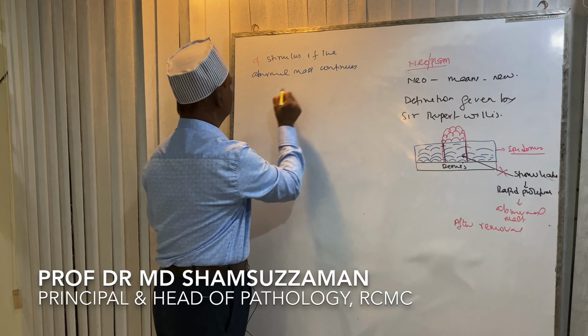Again, in this part of the epidermis, if it is stimulated by a stimulus, following stimulation, if there is rapid proliferation of the epidermal cells, there is formation of an abnormal mass. And after removal of this stimulus, if this abnormal mass continues to grow, then it is called neoplasm.